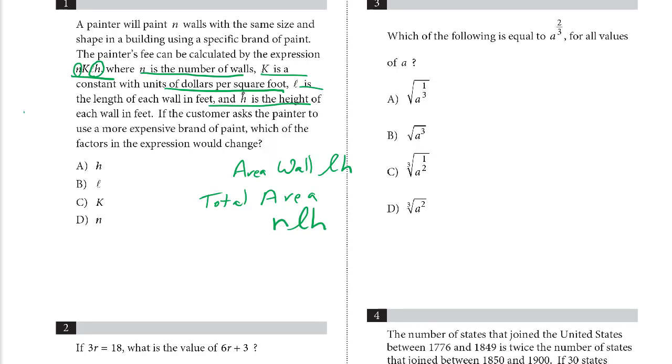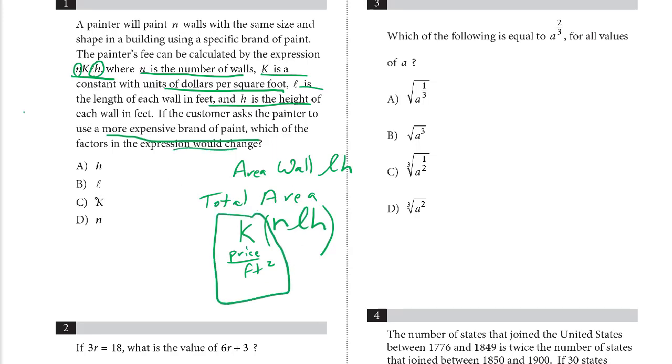Lastly, if we want to figure out how much this painter is going to charge, we multiply the total square footage by K. That's the price per square foot. So if we think of K conceptually, it's the price per square foot, which is what depends on the type of paint, etc. So if the customer asks the painter to use a more expensive brand of paint, what's going to change would be the K value, the price per square foot. The correct answer for 1 is C, K.